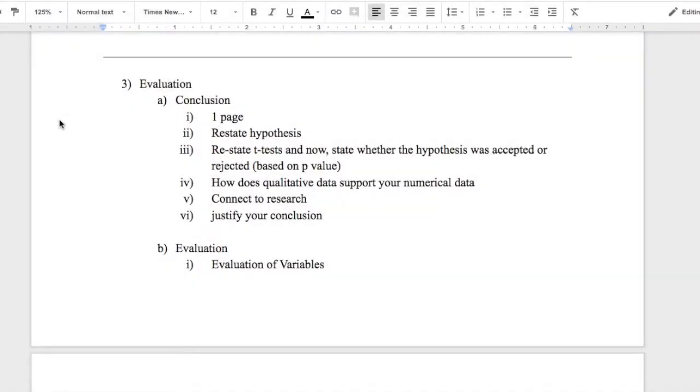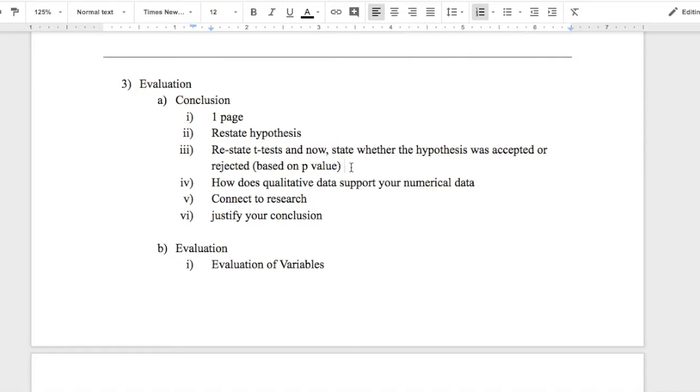The next section of a lab report is the evaluation section. This section includes both the conclusion and the evaluation. Your conclusion should be approximately 1 page. You should restate your hypothesis and restate your t-tests. And now you may state whether or not the hypothesis was accepted or rejected. You may be able to draw this conclusion by just looking at the t-tests and their p-value.